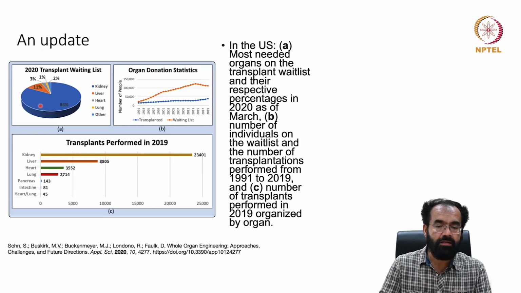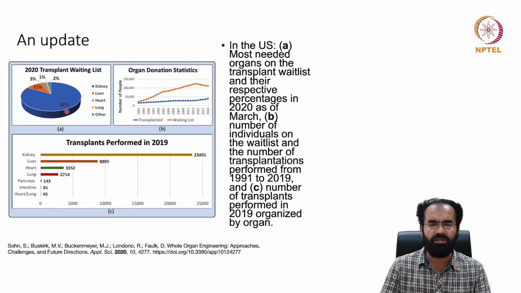So you can see here the majority of the wait list is for kidney transplant, 83%, and 11% is for liver. And then you can see heart, lung, and other organs, because these are all the main organs that are in demand, because they fall apart much more easily.